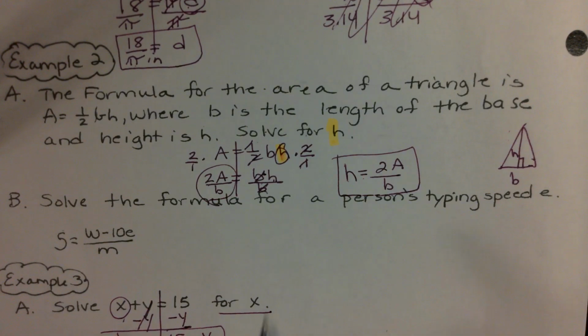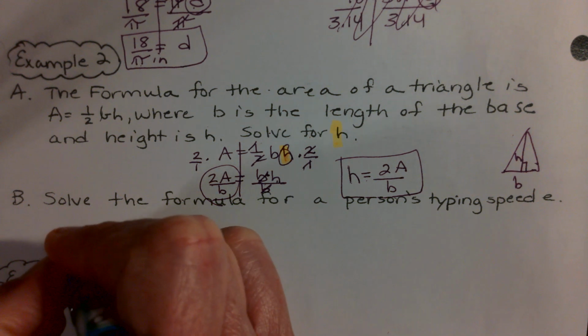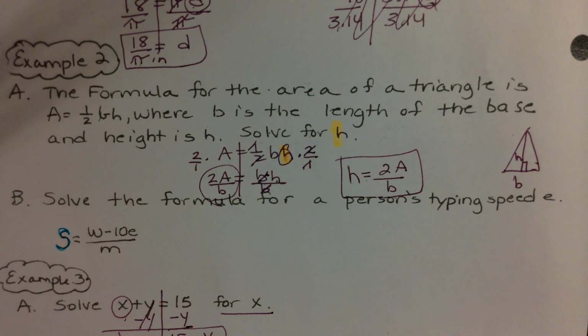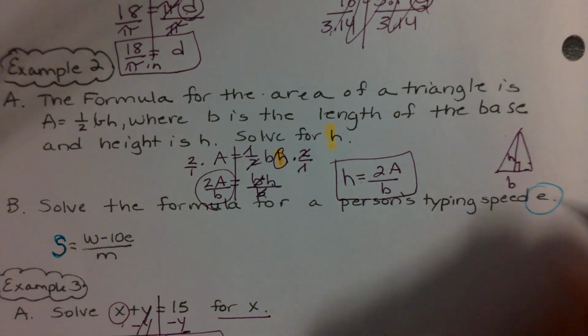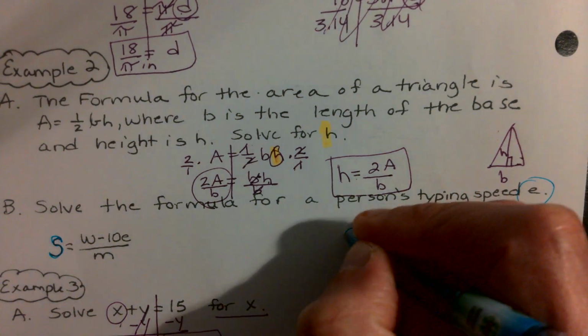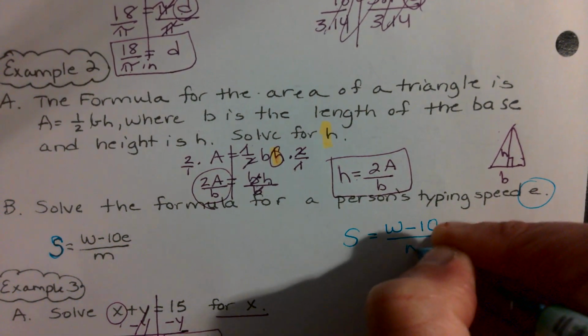All right, let's take a look at our last one here. Solve the formula for the person's typing speed E. So this is a little confusing because of the letters. This is S, okay? That's a letter S. This is the E, W, and M. How many variables? 4. S, W, E, and M. The question is, what are we solving for? E. So I'm going to write it over here so I have more room. S equals W minus 10E over M.